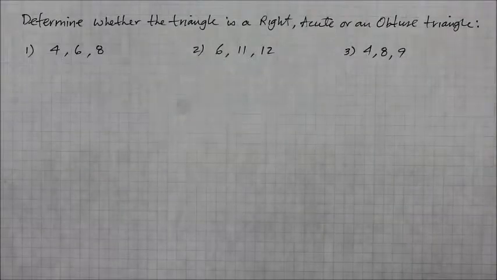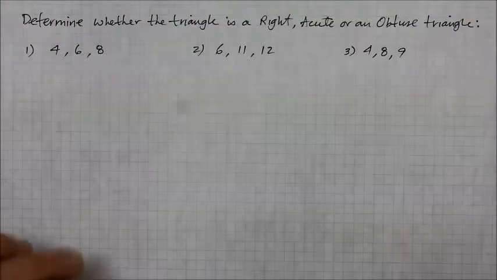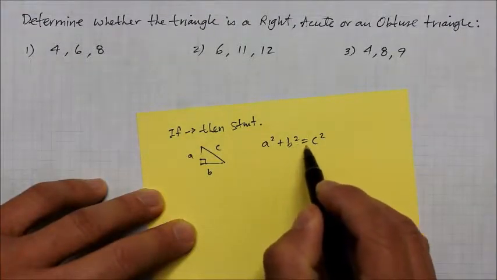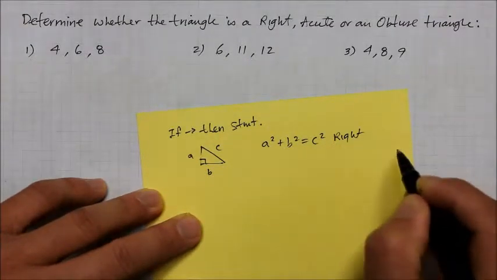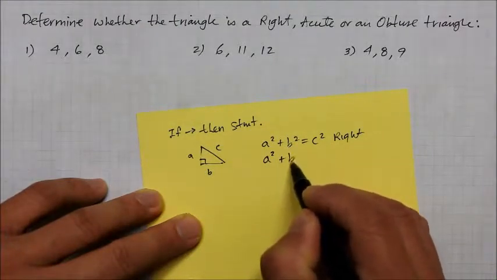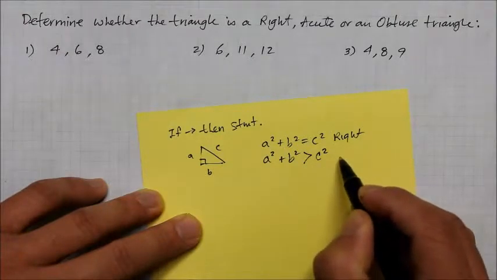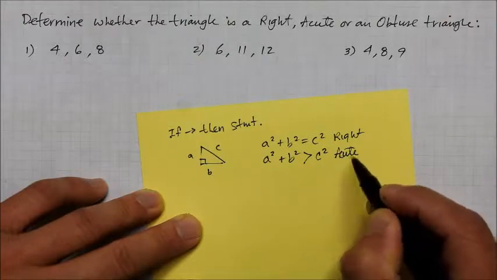Hi, this instructional video is about the converse of the Pythagorean theorem. What are we talking about, converse? If you are given a squared plus b squared, and it in fact does equal c squared, then this is a right triangle. If a squared plus b squared happens to be greater than c squared, then this is an acute triangle.